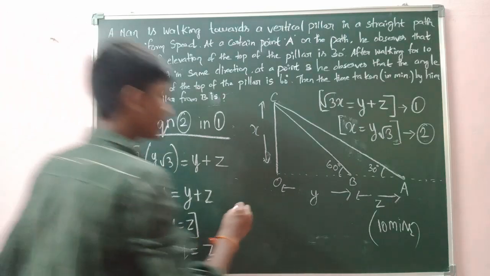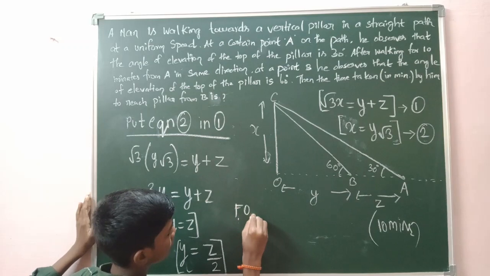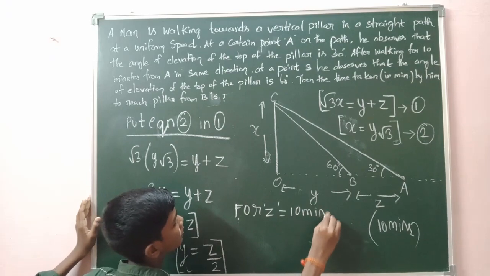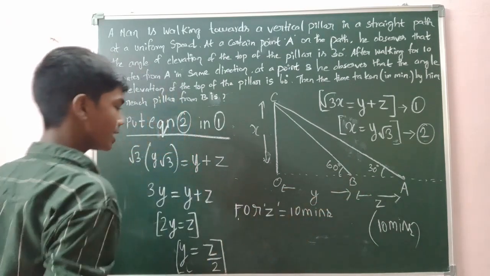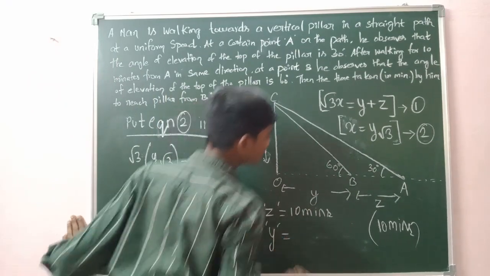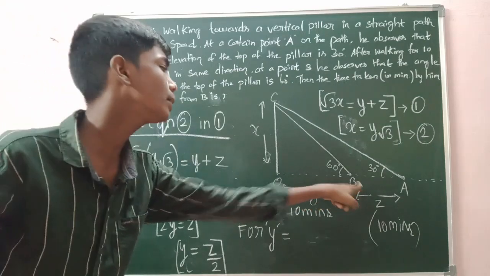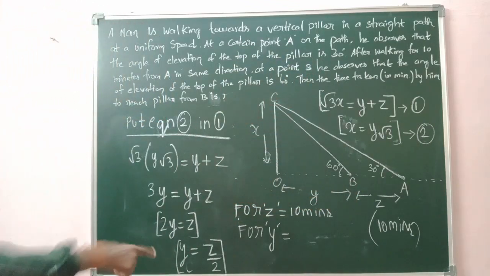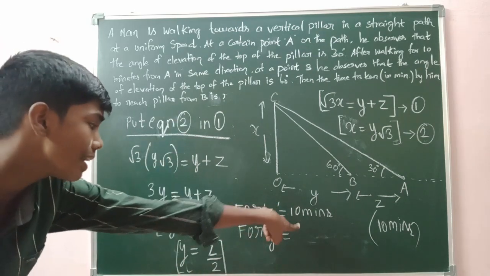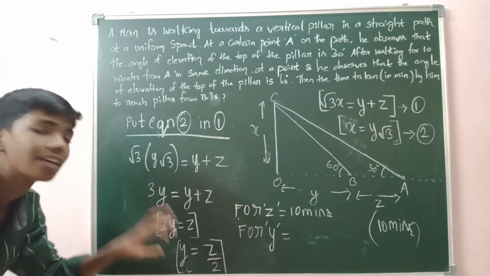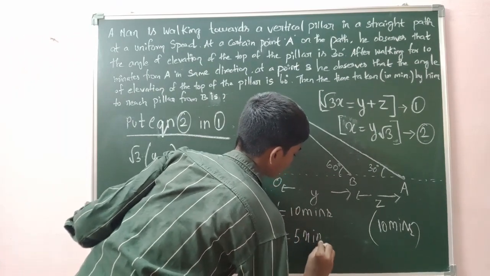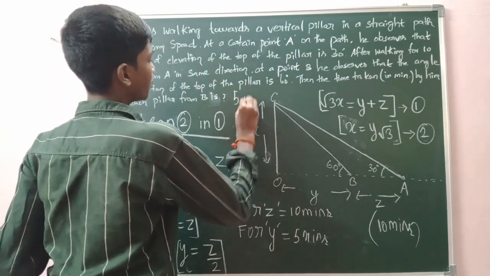For Z, it takes 10 minutes. Correct or not? Because from point A to point B, it takes 10 minutes. Then for Y, how much time will it take? Because Y is from point B to the pillar, and that is what is asked in the question. We know that Y is equal to Z by 2, and the time taken to cover Z distance is 10 minutes. What is the time taken to cover Y distance? Very simple, just divide by 2. So that will be 5 minutes. So the answer for the question is 5 minutes.